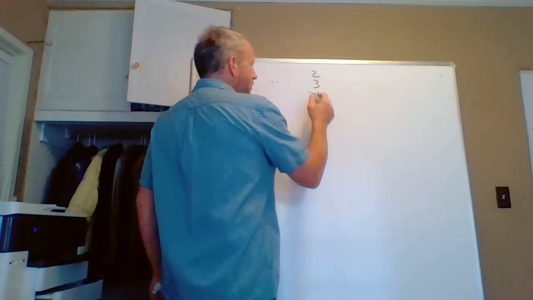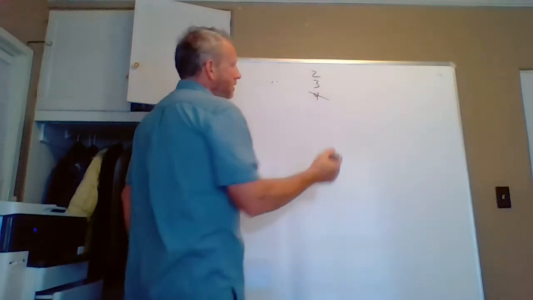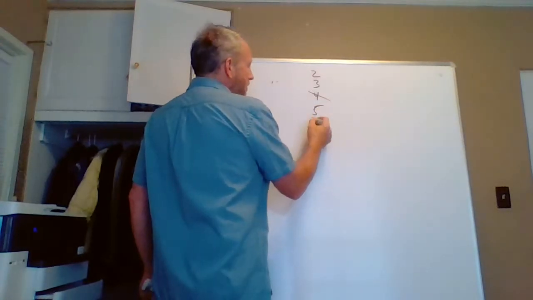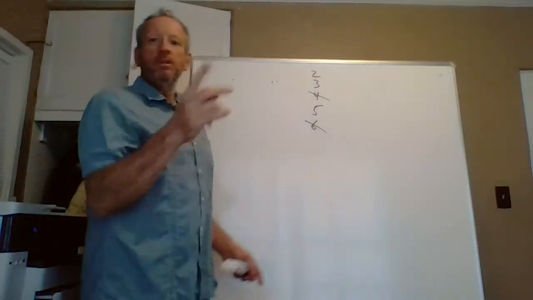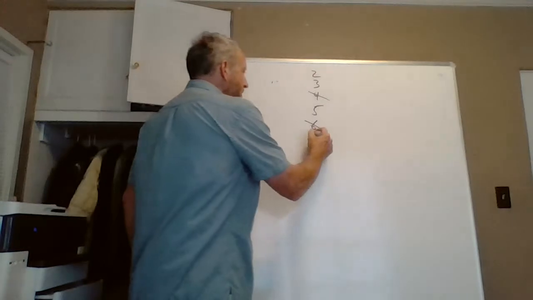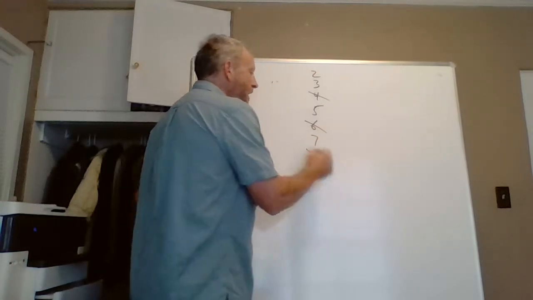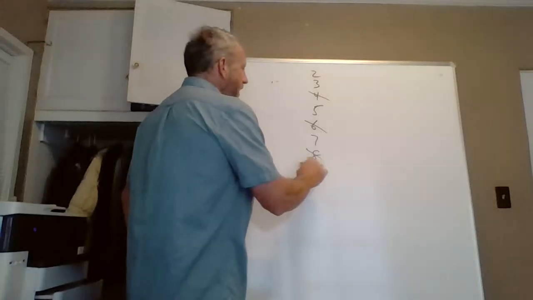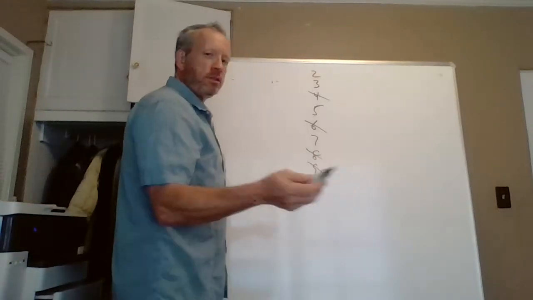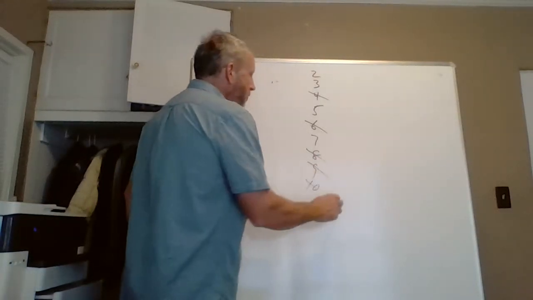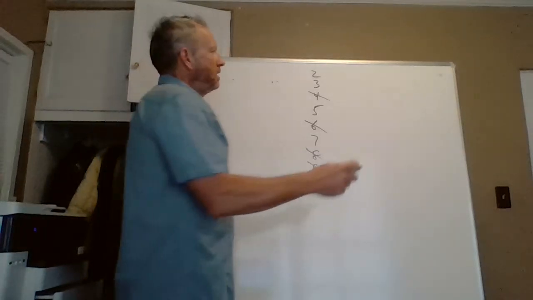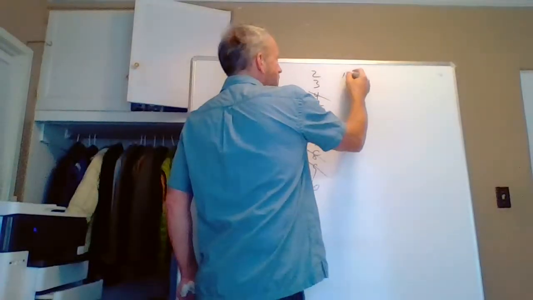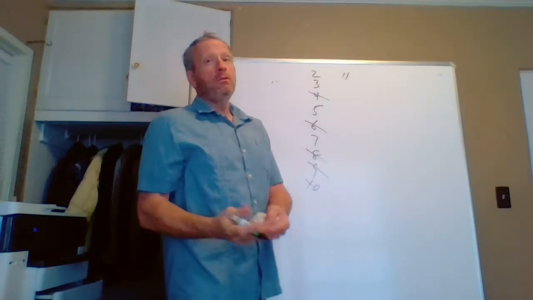4 is not a prime number, right? It's 2 times 2. 5 is a prime number. 6, nope, because 6 is 2 times 3. 7, 8, now that's not a prime number because it's 2 times 4, 4 times 2. And 9, now that's not a prime number because it's 3 times 3. And 10 is not a prime number because it's 5 times 2. 11 is a prime number. Let's see, 12, nope, 12, 6 times 2, 4 times 3.